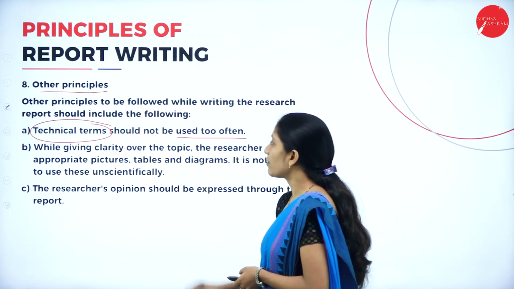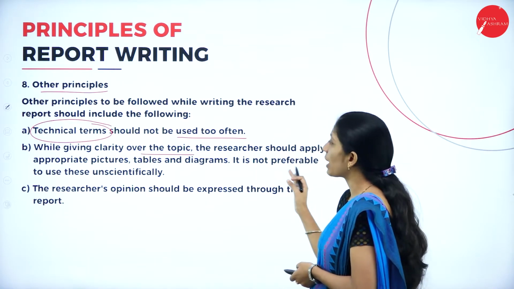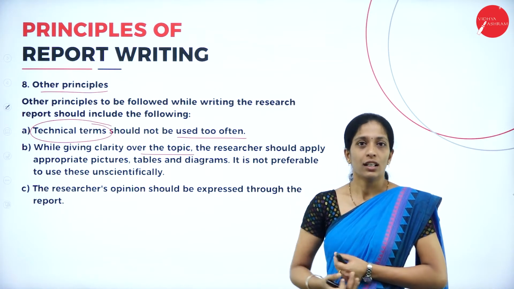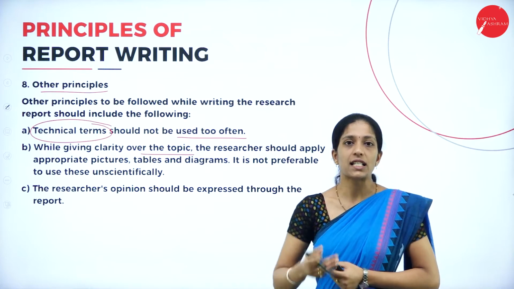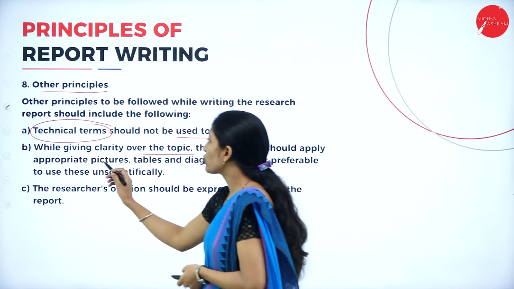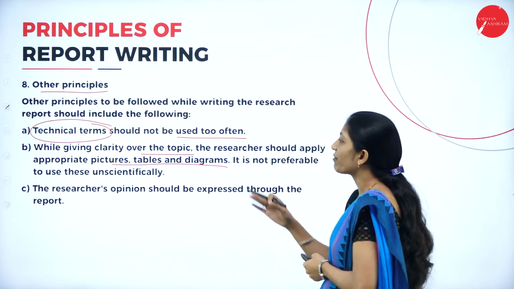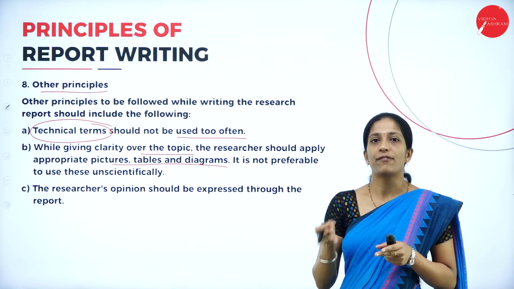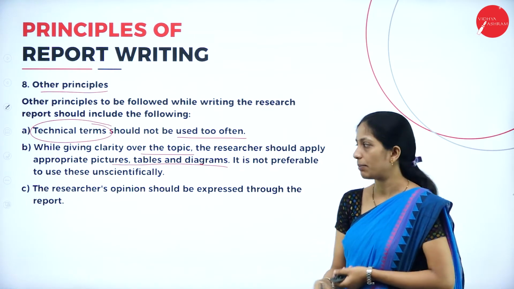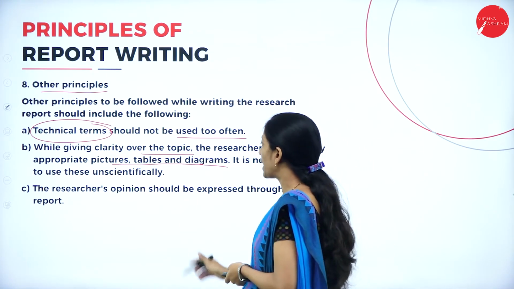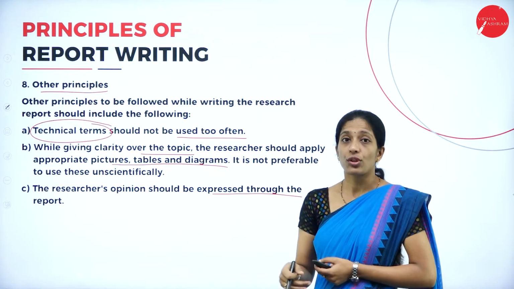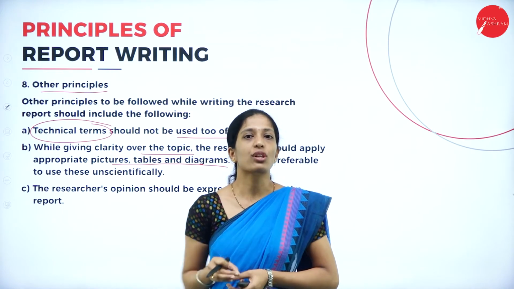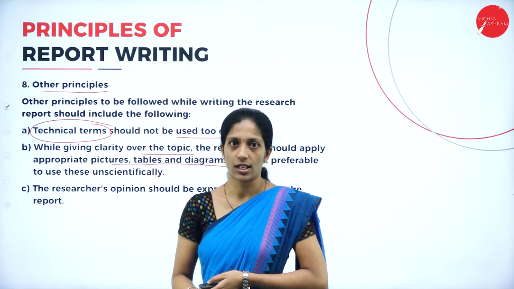The next one: while giving clarity on the topic, the researcher should apply appropriate pictures, tables, diagrams, etc. To make the research report more attractive and understandable, we have to use these pictures, tables and diagrams. It is not preferable to use them unscientifically or randomly. And the next one is that the researcher's opinion should be expressed through the report. Instead of copying from some other researcher, he has to give his own opinion in the whole research report.